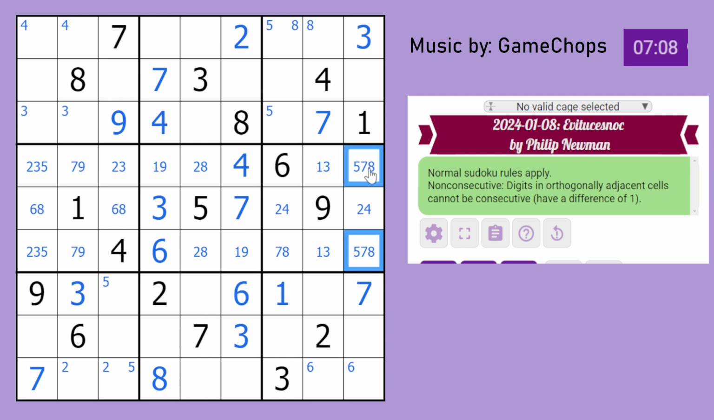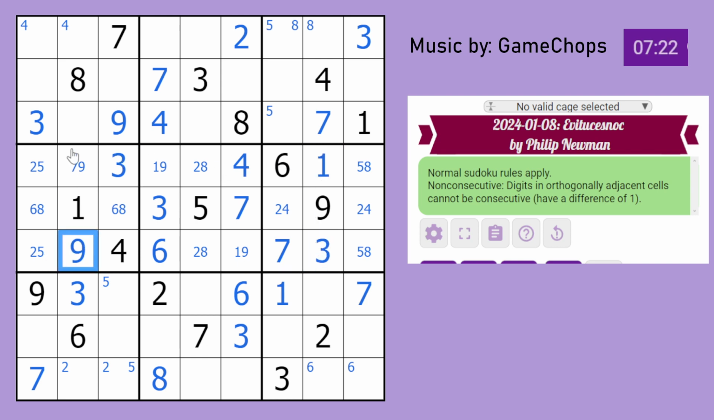That removes 7 from these cells, placing a 7 in this box. 3 here means that's no longer a 3. So 3 goes there. Those are not 3. That's a 3. This 3 sees that, so that's a 1, that's a 3. This 7 sees this, so that's a 9, that's a 7. This 9 sees that, so we're disambiguating everything, hopefully.